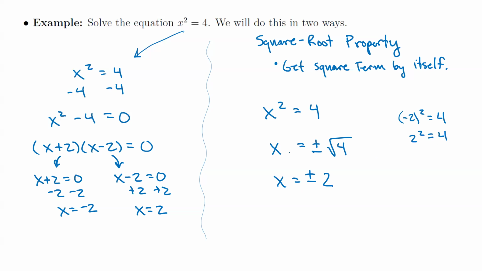So the square root property says if you have the square by itself, go ahead and then take the square root of the other side to get your x, but you have to remember that it could either be plus or minus. So x is equal to plus or minus 2, which is, of course, exactly the same thing that we got over here.